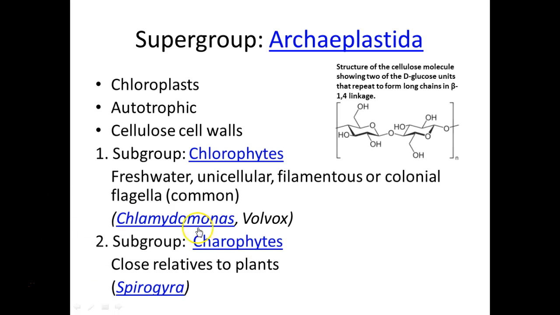So the first group, these guys actually live in water, hence the flagella, right? They can be unicellular like the Chlamydomonas, or they can be filamentous or colonial, where they live in a group like the Volvox. So we're going to look at Chlamydomonas and Volvox. And then the next group, which is the very closest relatives to plants, is our Spirogyra.